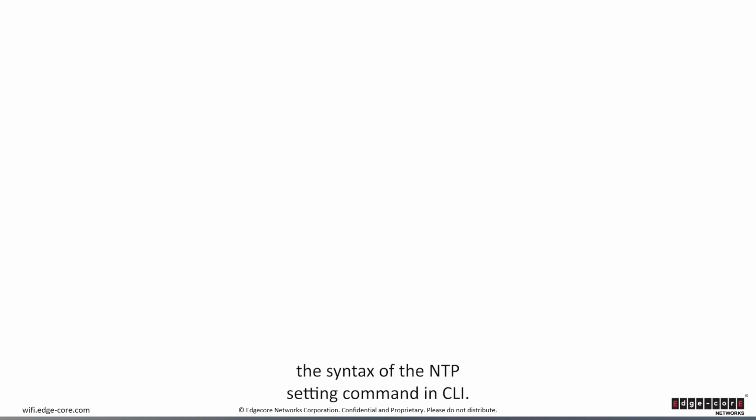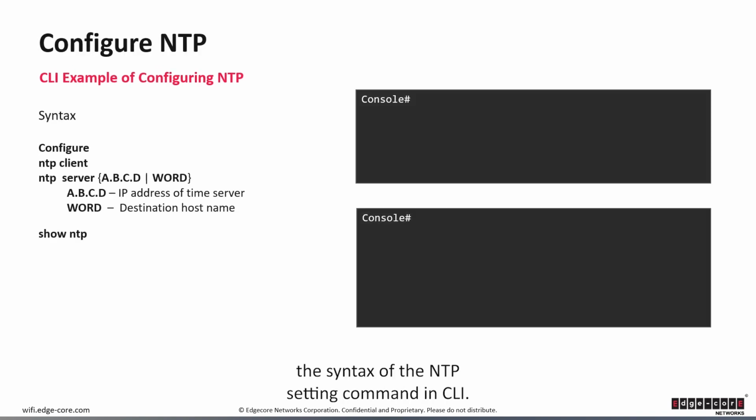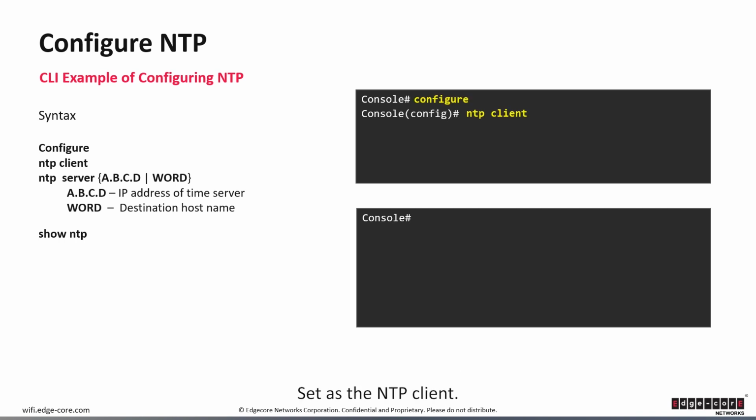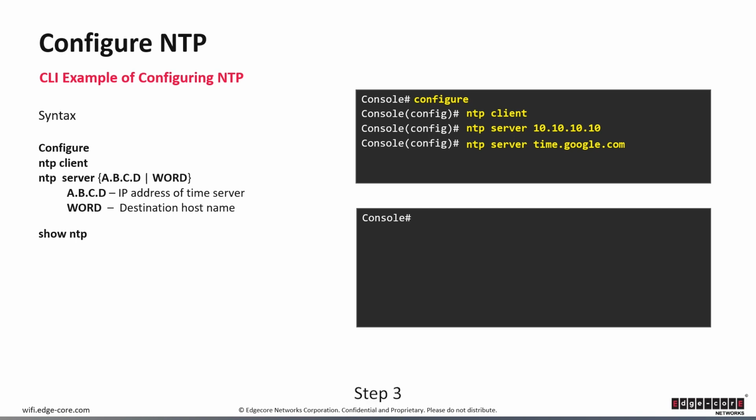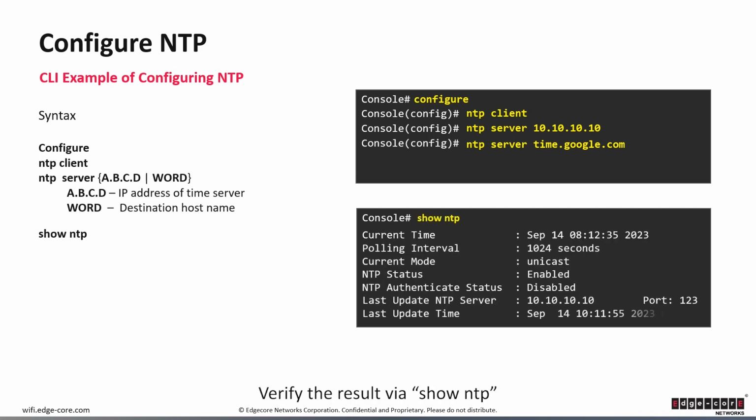This page shows the syntax of the NTP setting command in CLI. Step 1. Set as the NTP client. Step 2. Decide the IP address of the NTP server or URL. Step 3. Verify the result via show NTP.